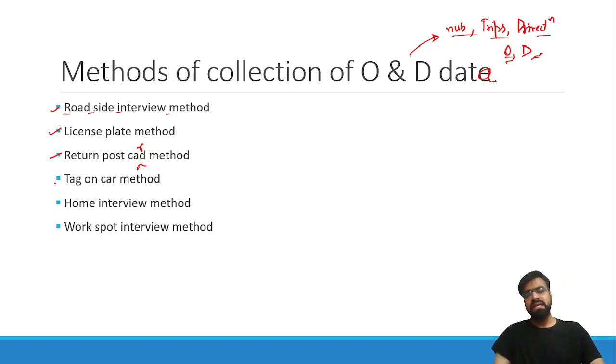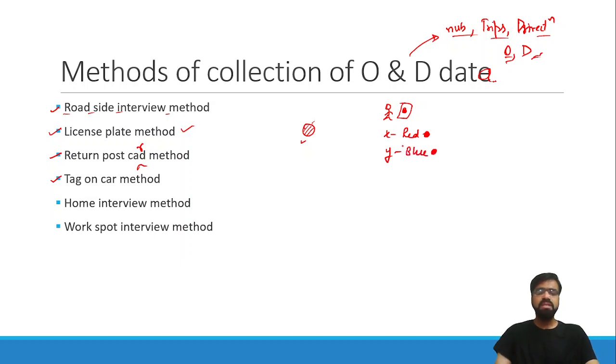Then another one is the tag on car method. It is similar to the license plate method. In the tag on car method, there are different colored tags which are placed on the vehicle whenever it is entering a zone. Then at another control point, when another surveyor is standing there, he will see the tag on the moving vehicle and note down this colored tag: X number of vehicles with red colored tag cross this control point, Y number of vehicles with blue colored tag cross this point. So if this is a zone, these are a few control areas where vehicles enter or leave.